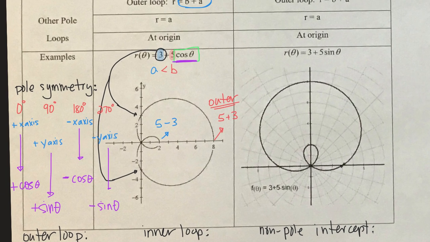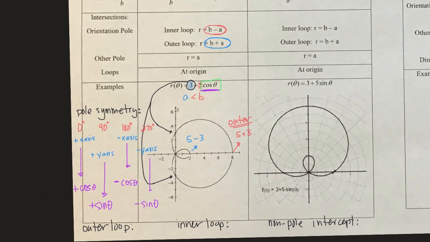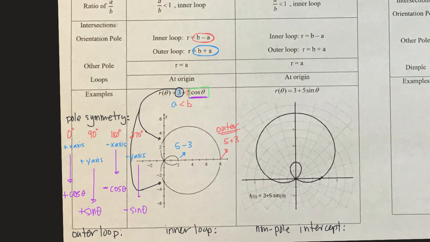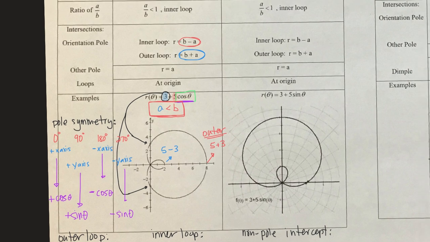Okay, so those are the 4 things I'm going to ask about every one of these problems. So let's look at another one. If the B value is greater than the A value, we have an inner loop limacon. That's how you know, all the time, every single day, including tomorrow.